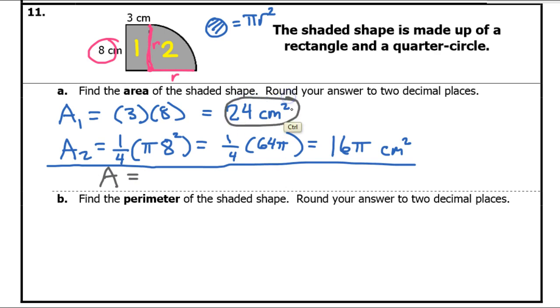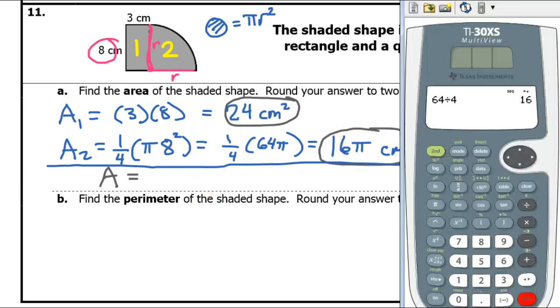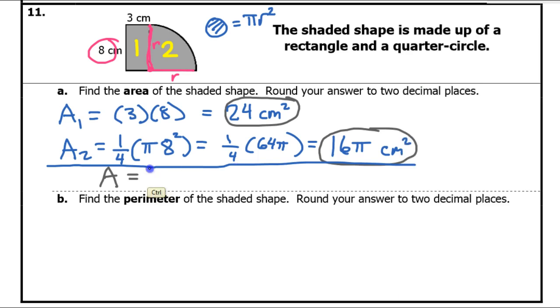I'm just going to do 24 plus 16 pi. I have to add these up, so I'm just going to go straight to my calculator. So 24 plus 16 pi. That's going to be 74.27. Got to round up. Okay, and that's square centimeters. So that's it. That's the area of this strange shape.